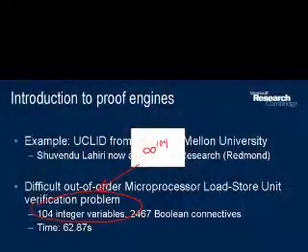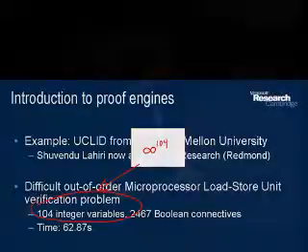It had 2,500 Boolean connectives. So this means the number of ands and ors and nots. And it was solved in 62 seconds. Okay, so it proved it valid. And in this case, 105 integer variables, invalid in 13 seconds. And this came from a model of the classic Hennessy and Patterson DLX 4-stage microprocessor pipeline.